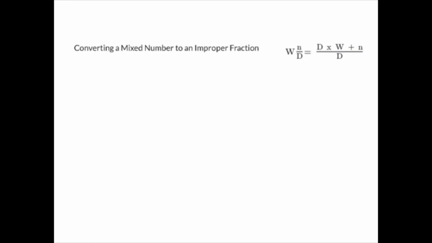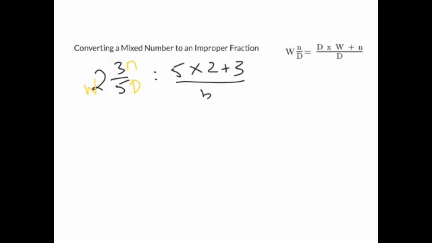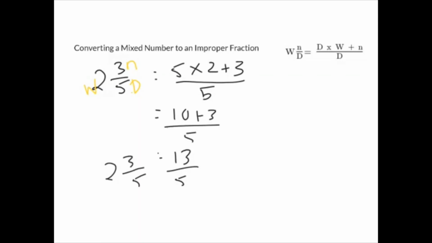So for instance, if we had a mixed number of, say, 2 and 3/5, we can see that the 2 is our whole number, the 3 is our numerator, and the 5 is our denominator. And so we're just going to use this formula that we have over here to help us. So what we're going to do is take our denominator, 5, multiply that by our whole number, 2, and add our numerator, 3, and notice that this is over the original denominator of 5. And so we see that 5 times 2 is 10, plus 3 over 5, and then 10 plus 3 is 13 over 5. So 2 and 3/5 is equal to 13 over 5.